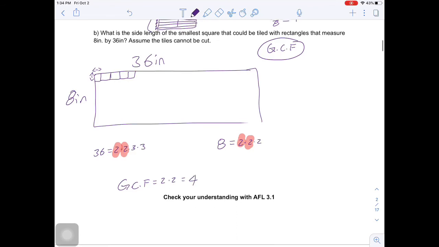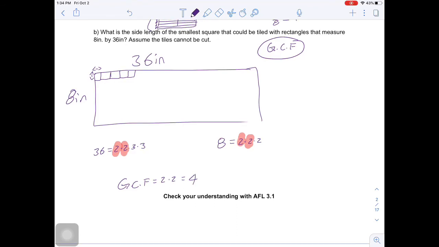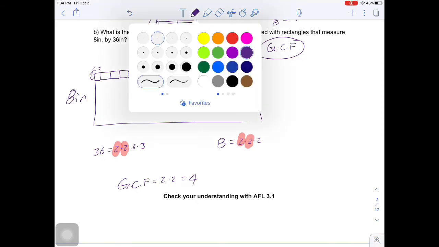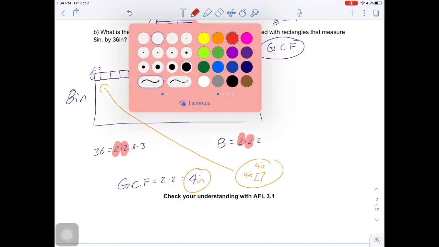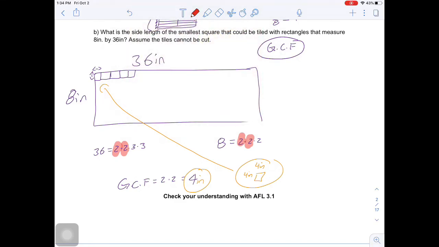So in order to tile this, we'll need little 4 by 4 inch squares. So for tiling, we'll use 4-inch by 4-inch squares, and you can place those alongside and they'll fit perfectly up to 36 and 8.